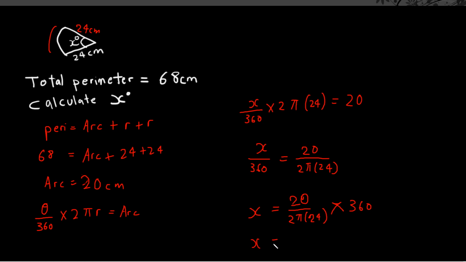Therefore, your x would equal, type this into your calculator, remember to put your brackets. What I like to do is to do the bottom part first: 2 pi r, 2 times pi times 24, then 20 divided by answer, times 360. Your final value for x is supposed to be 47.75 degrees. So this is how you calculate these kinds of questions.